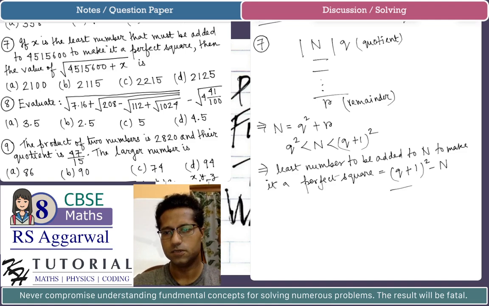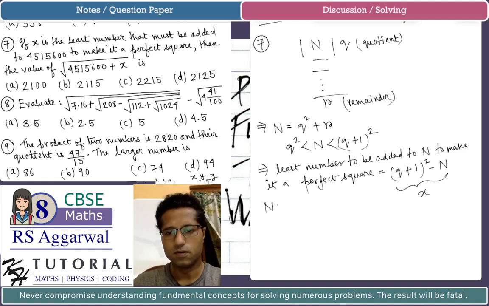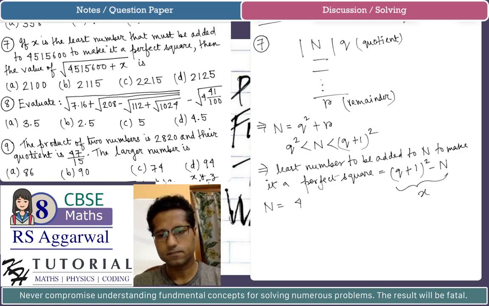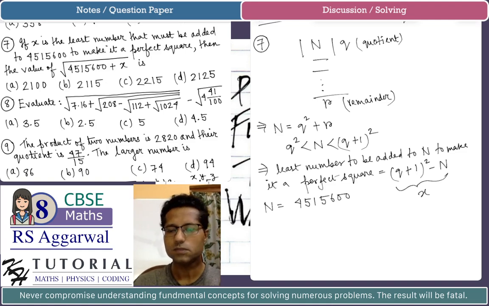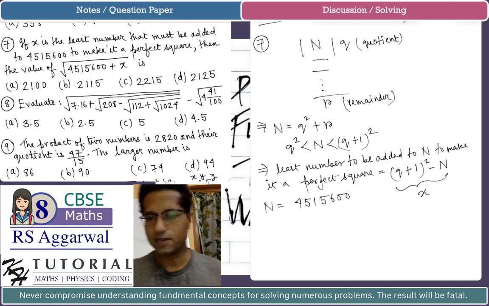In this problem, this is given to be x, and n is equal to 4515600. Now also notice that the least number to be added to n to make it a perfect square is q plus 1 whole square minus n.